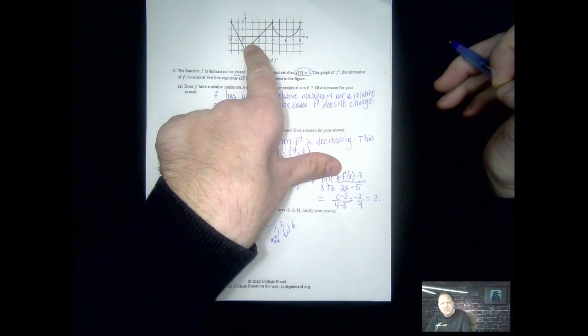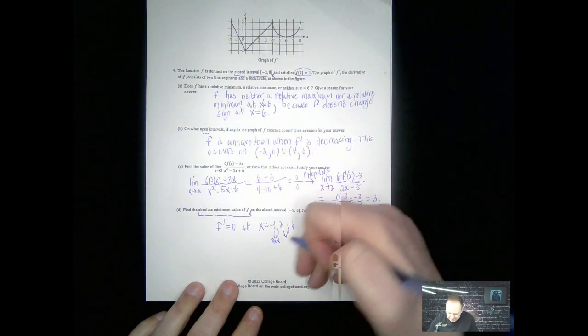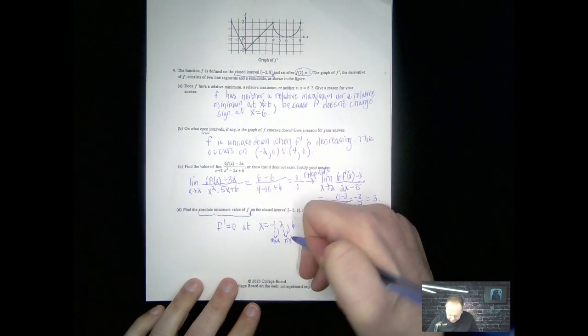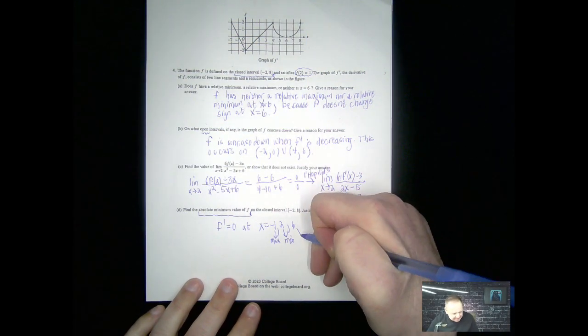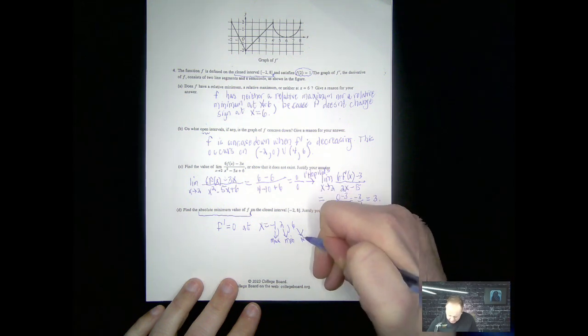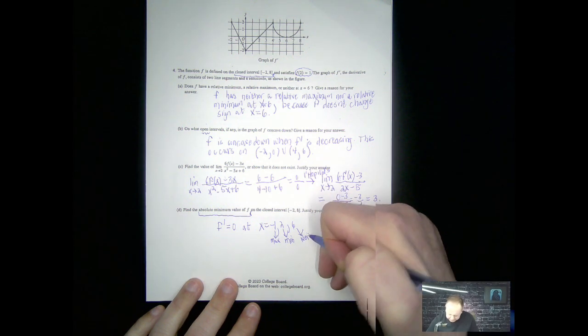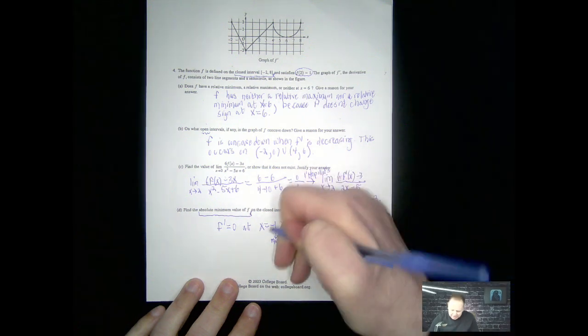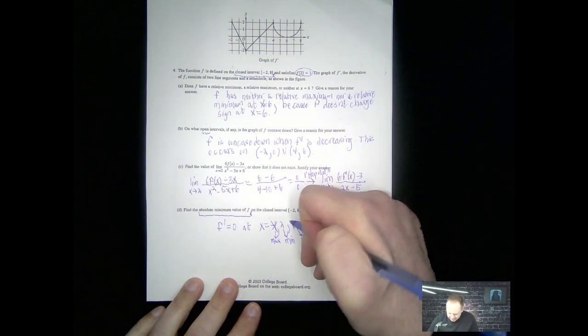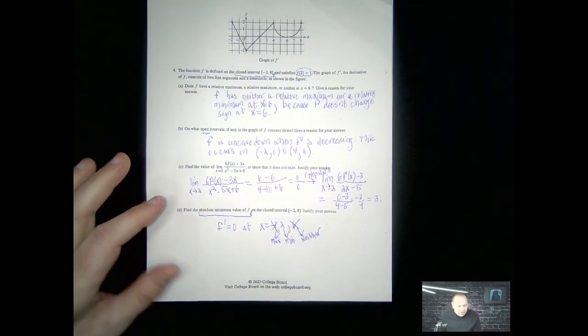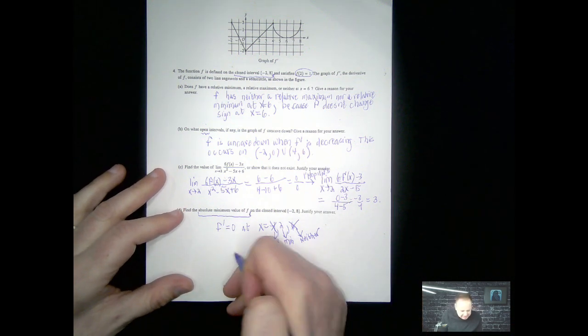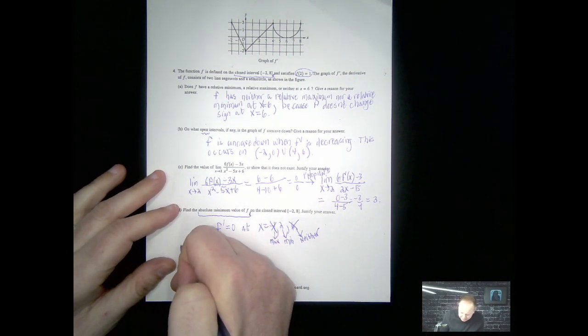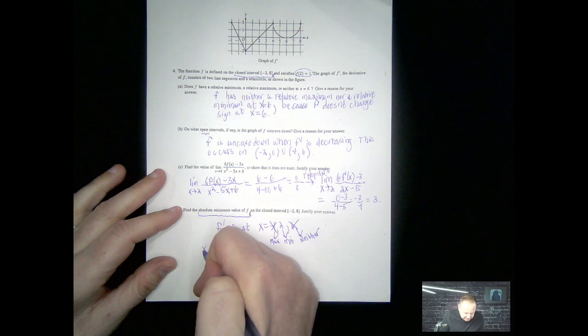At 2, f prime changes from negative to positive, so I know I have a min there. And at 6, I have neither. That's a false critical. So I'm not going to look at the max, and I'm not going to do the neither. What I'm going to do is make myself a table, and I'm going to table it out like this.